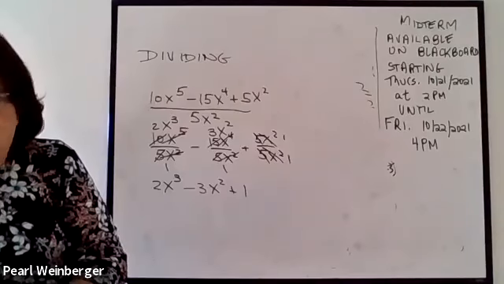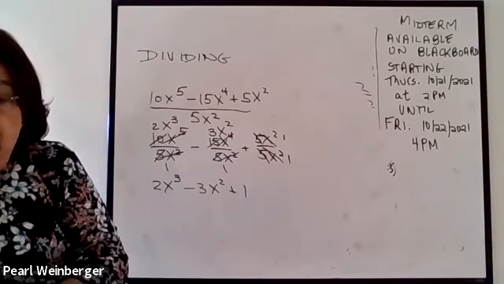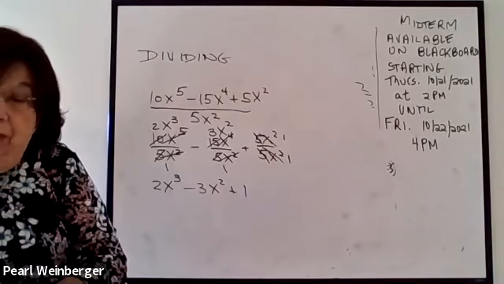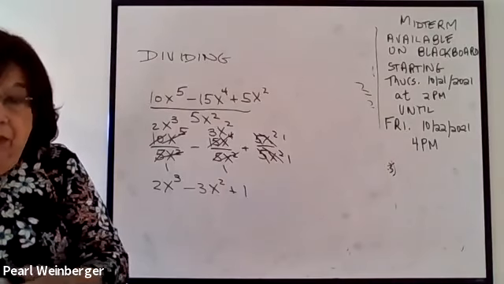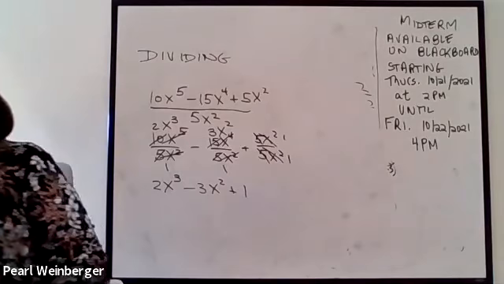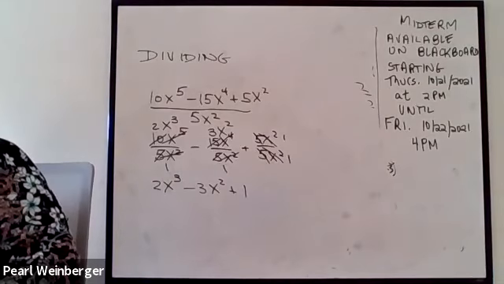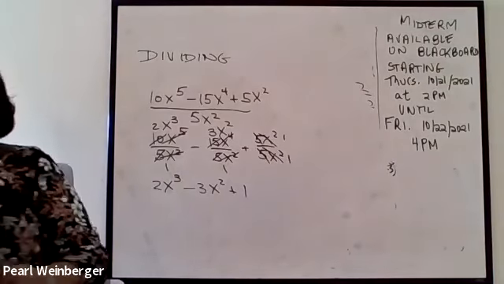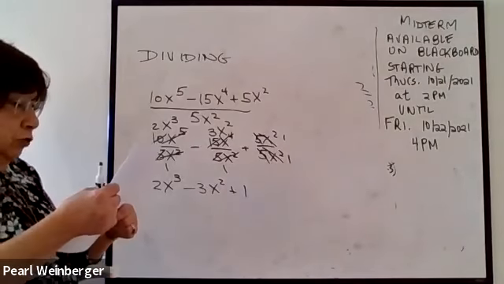Sometimes you're still left with fractions. Sometimes you don't always get all the denominators equal to 1. But this is basically the way you divide a polynomial by a monomial. Okay, let's see if I can give you one to try.